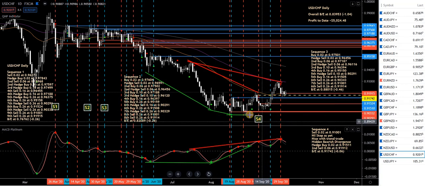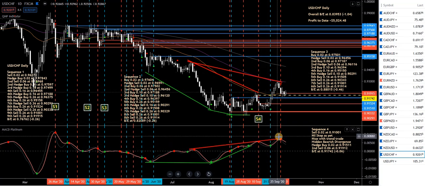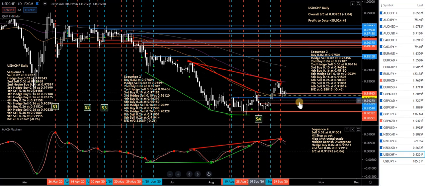So sequence 4 is a sell, hedge buy, second sell, break evens, this yellow dotted line. Look at that, it gets close to that, and it just bounces straight up. You can see the MACD platinum's above the 0 level still, which is good. So sequence 4 I'm comfortable with. So these other 3 I'm not. But in the meantime, I'm adding to my profit.